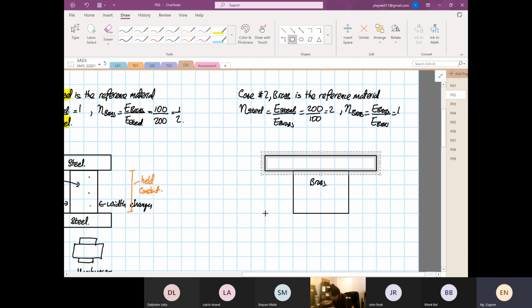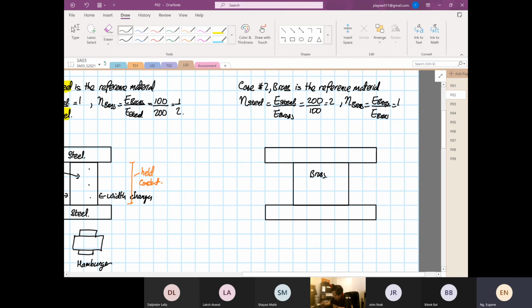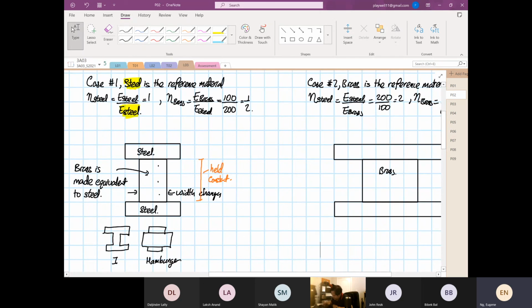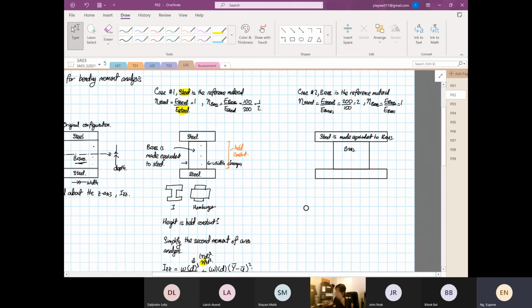Right? It still looks like an I, don't get me wrong, right? But in perspective, now the brass for the top and bottom, the width increases, yes or no? Right? So this is the steel, right? It's made equivalent to brass. Okay, right? So now you understand this now, right? So that's why we only change the width. The thickness, or the depth, still remains as constant.